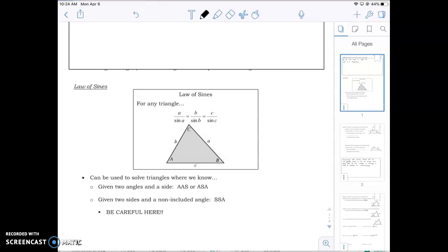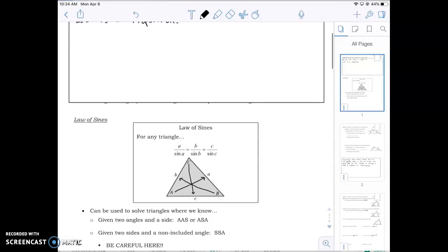That means we're referencing these opposite relationships. You'll notice that this is a concept that we came across first when we were doing sine. Sine is opposite over hypotenuse. So that's why it's called the law of sines, because we're using an opposite angle from a side.